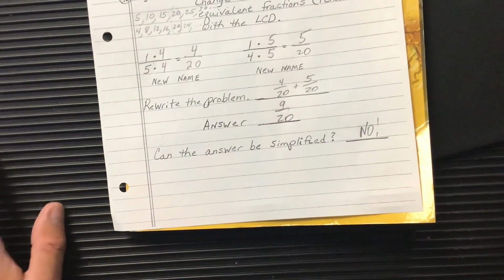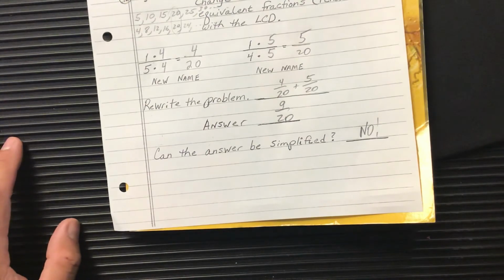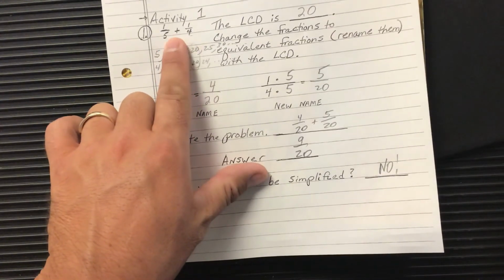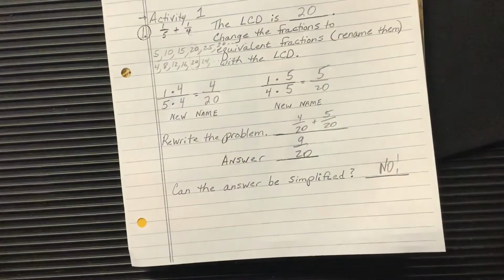So that first kind of baseline assessment you guys took, the biggest mistake I saw when you added fractions, you guys were just adding the top, adding the bottom. You have to have a common denominator. Okay? So let's look at the back.